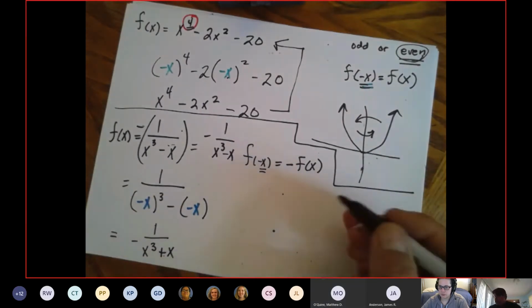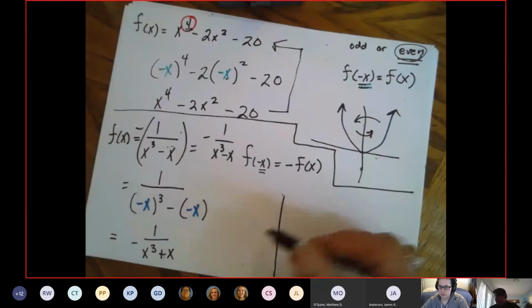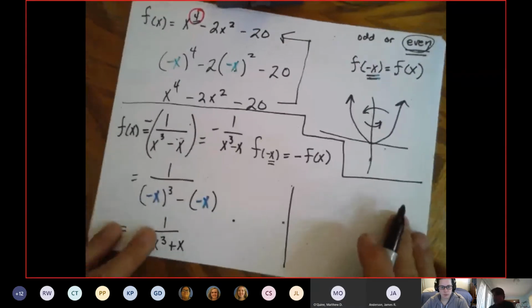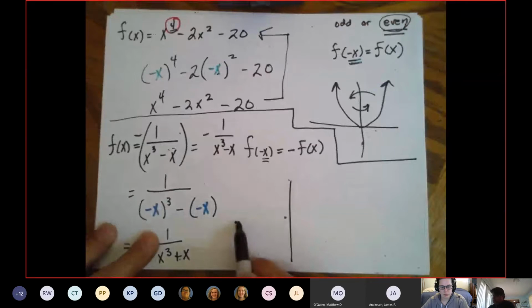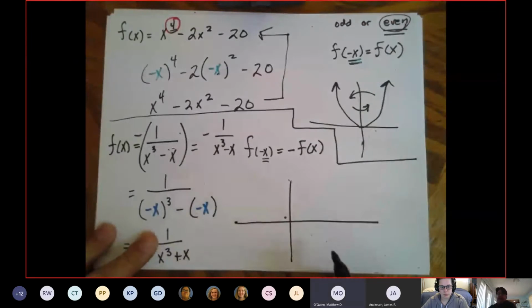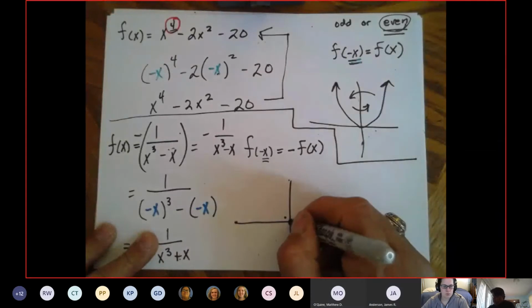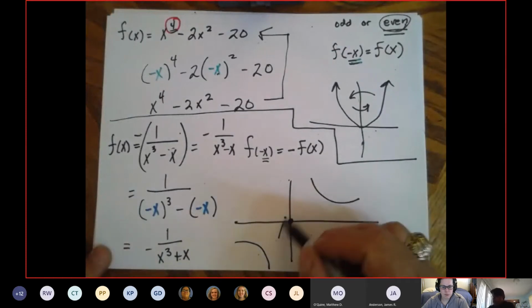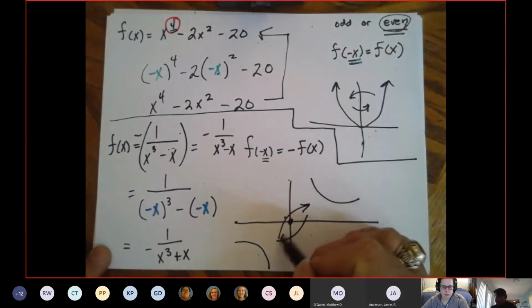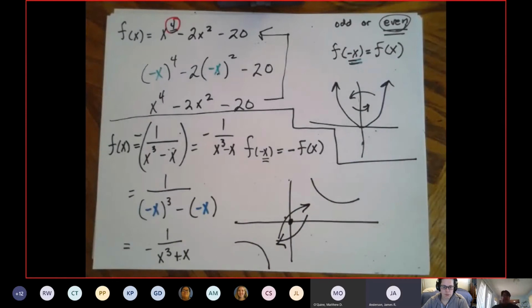So odd means what? Not around the y-axis, but around the what? Don't say x-axis because we aren't even talking about a hyperbola. What'd you say? The origin. The origin. So it's going to have some kind of funky look like this. It's going to be around the origin.